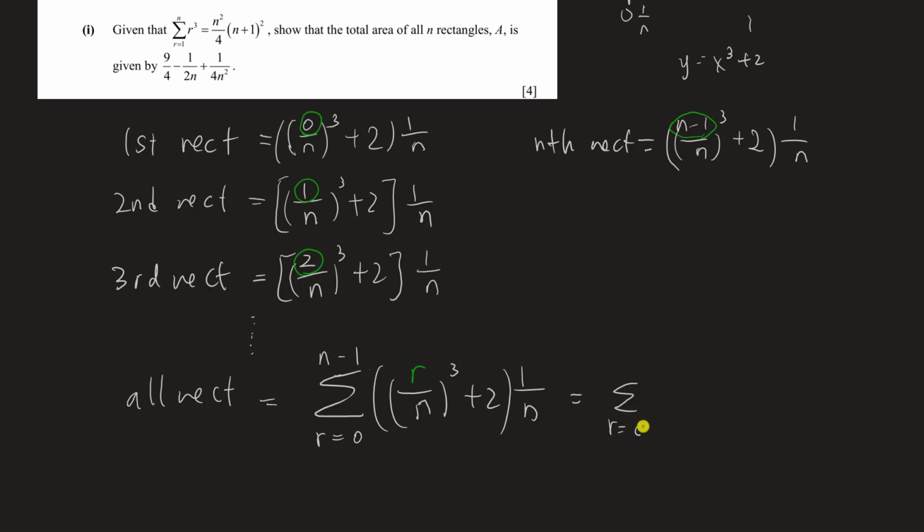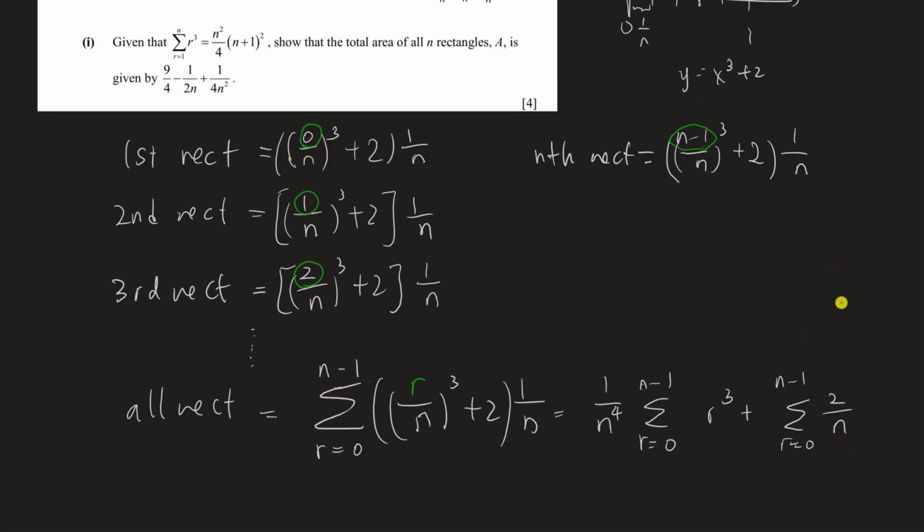Here you get r equals 0 to n minus 1. Here you will take out the 1 over n because it's just a number. And you're left with r cubed over n cubed. In fact, you can also take out this n cubed and put it outside to give us 1 over n to the power of 4 plus summation of 2 over n, which is this times this. I'm going to split it into 2 summations.